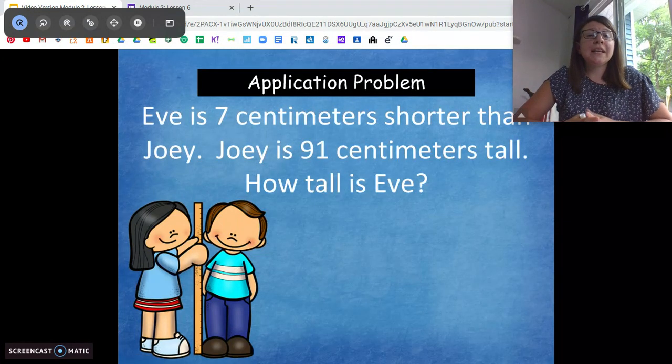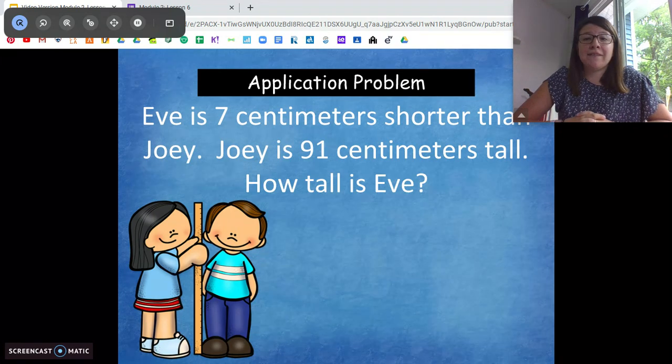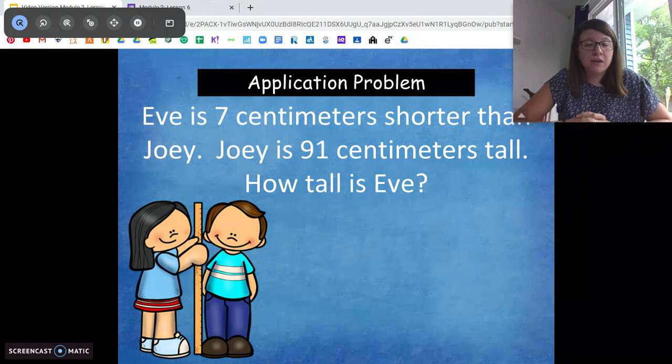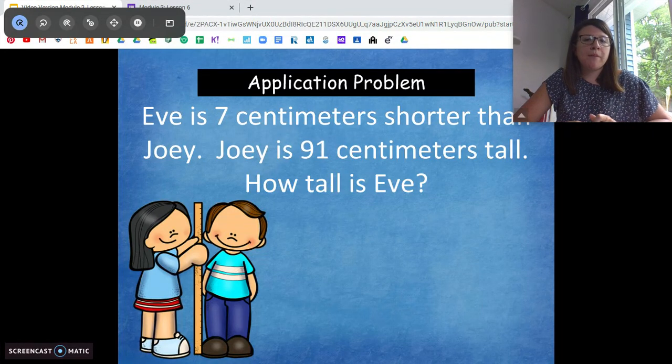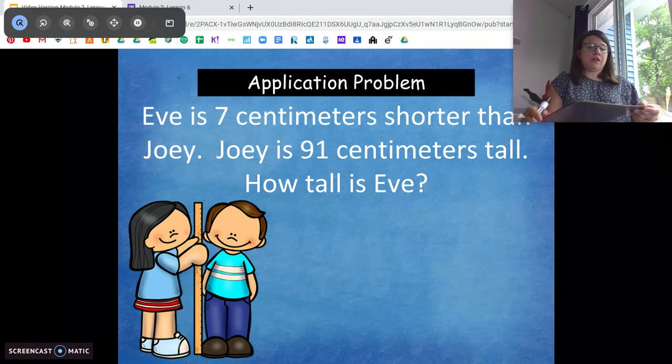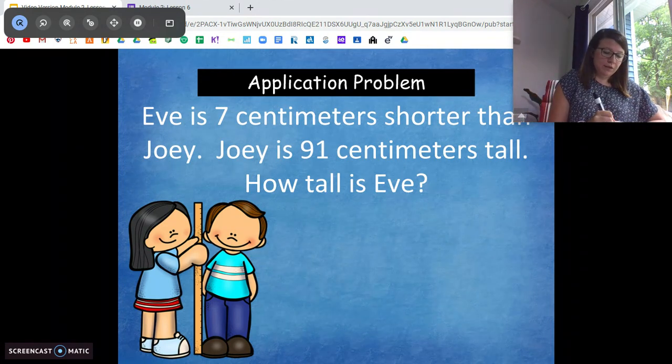So this says Eve is 7 centimeters shorter than Joey. Joey is 91 centimeters tall. How tall is Eve? The first thing I want us to do to solve this problem is to draw a tape diagram picture. And I'm going to show you what I mean with that.